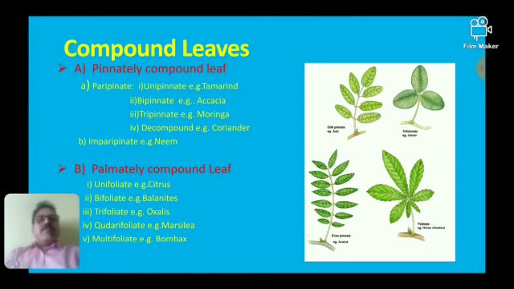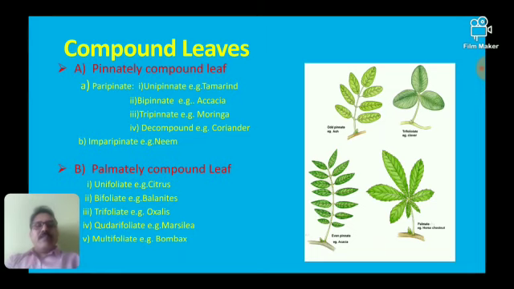Now the paripinnate leaf is again divided into four main types, that is unipinnate, bipinnate, tripinnate, and decompound. The unipinnate type of leaf is found in Tamarindus indica, tamarind, having single pinnae. Bipinnate has two, for example acacia. Tripinnate has three different pinnae arising on the axis, an example is moringa. And the decompound leaf, the best example, is coriander.